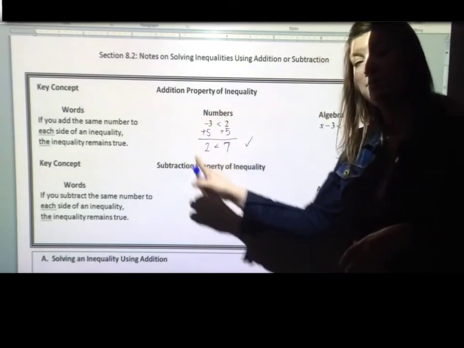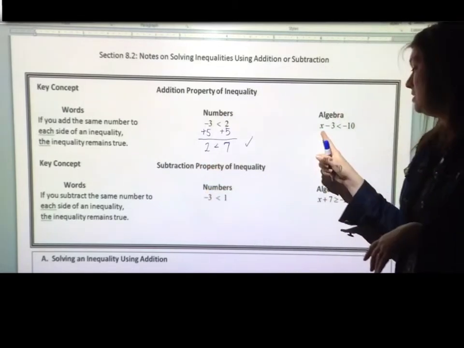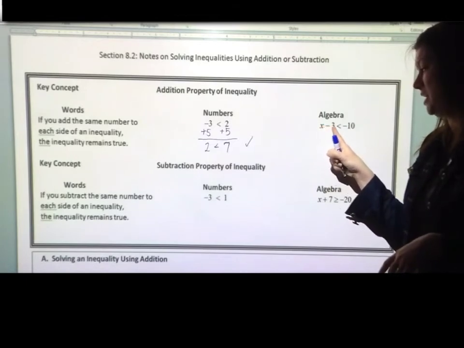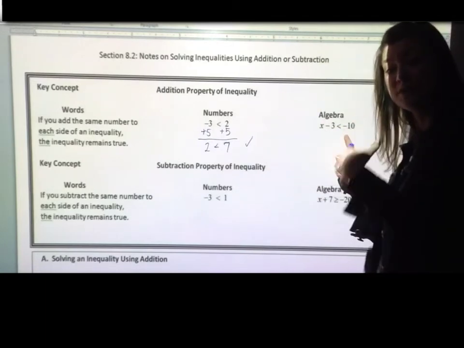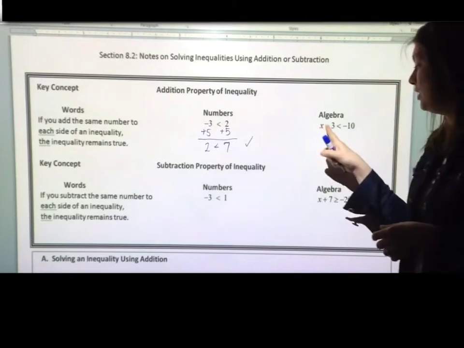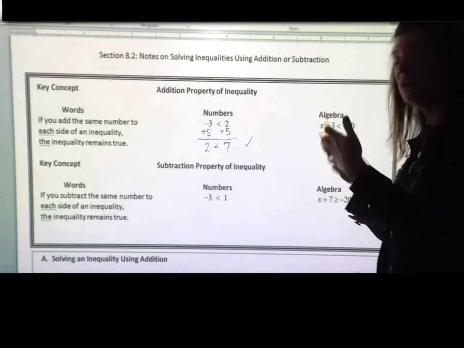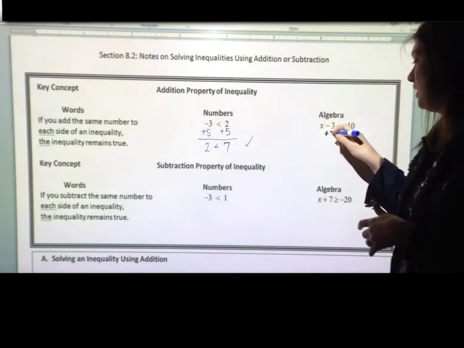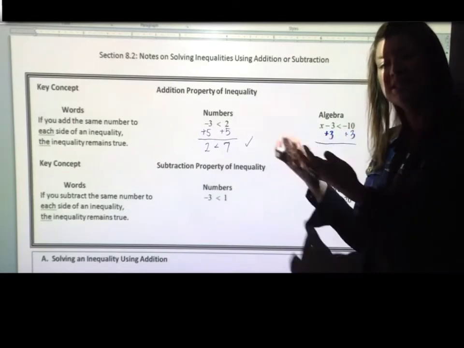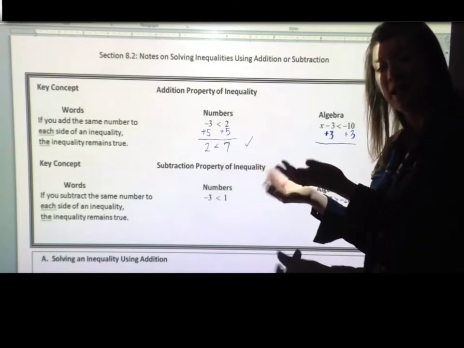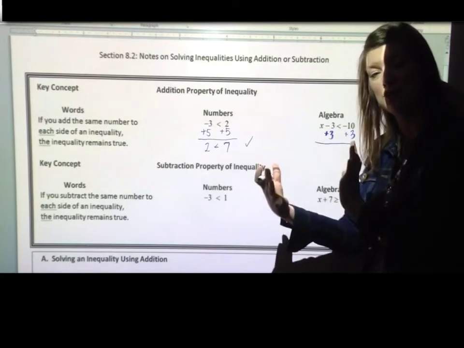So taking the idea from numbers into the algebraic world, now all of a sudden we have a variable. So we have some number, x minus 3, is less than -10. Now I'm going to have to perform an operation on both sides of the inequality to isolate the variable. And we look for inverse operations. So if x is being subtracted by 3, to invert that, we add 3. So we're going to add 3 to both sides of the inequality, just like we do for equations. But instead of an equal sign between, we're not keeping the sides balanced, we're comparing them. We're keeping the left side less than the right side. We have to keep it true.